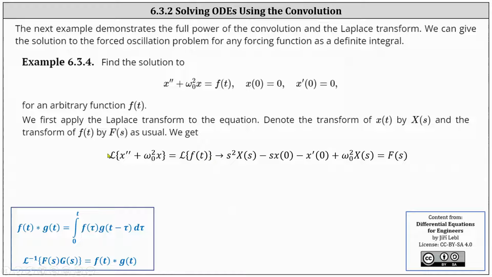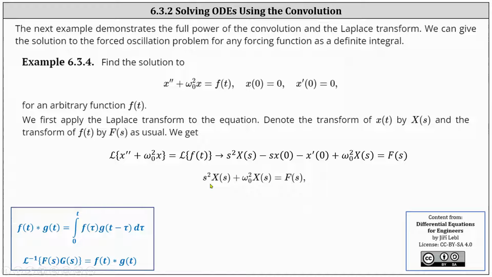On the left, the Laplace transform of x double prime is equal to s squared times big X of s minus s times x of 0 minus x prime of 0, and the Laplace transform of omega sub 0 squared x is equal to omega sub 0 squared times big X of s. On the right, the Laplace transform of f of t is equal to big F of s. And now we perform substitution using the initial conditions. Since x of 0 equals 0 and x prime of 0 equals 0, the equation simplifies to s squared times big X of s plus omega sub 0 squared times big X of s equals big F of s.